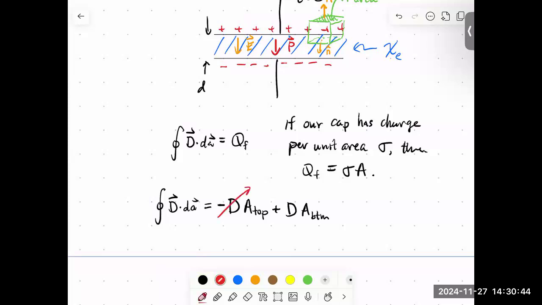But we've already argued that outside, we're not expecting to see anything. The electric field's 0, there's no dielectric outside, so there can't be any polarization. So that's fine. And then this would just have to be equal to sigma times A.